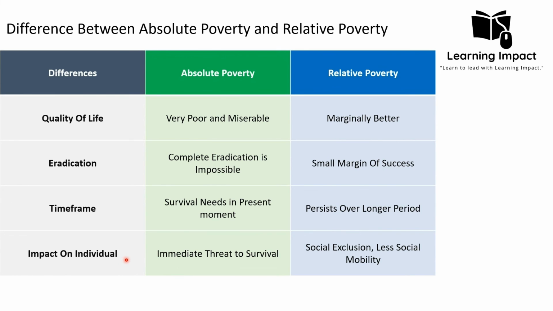So what is the impact of absolute and relative poverty on an individual? In the case of absolute poverty, it is an immediate threat to the survival, well-being, and health of an individual, as it is associated with the basic necessities. But relative poverty leads to social exclusion. Social exclusion is social marginalization or social disadvantage or relegation to the fringe of society, and less social mobility. It might lead to psychological stress, and maybe one community or subpopulation of a society has fewer chances of social mobility compared to others because of the uneven distribution of resources.